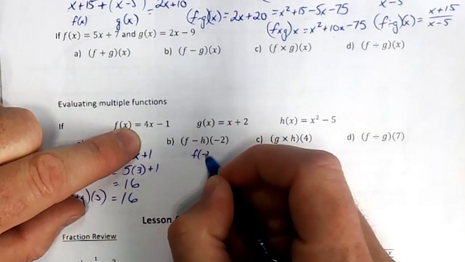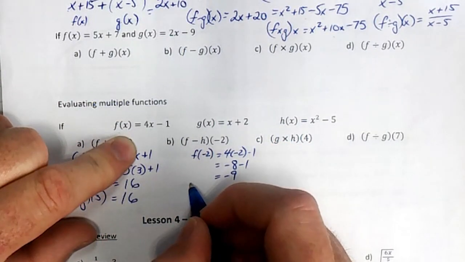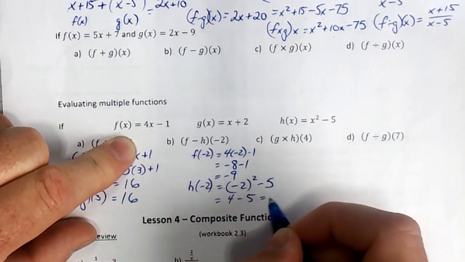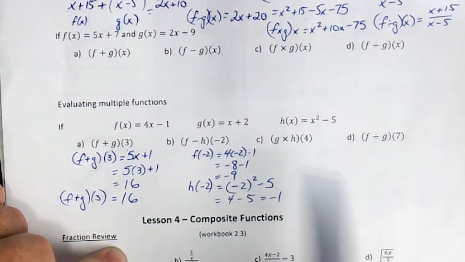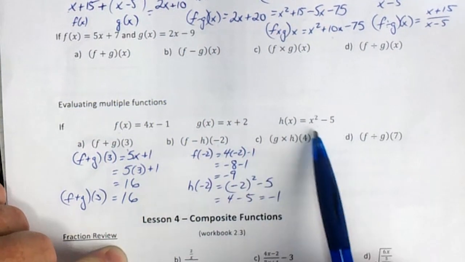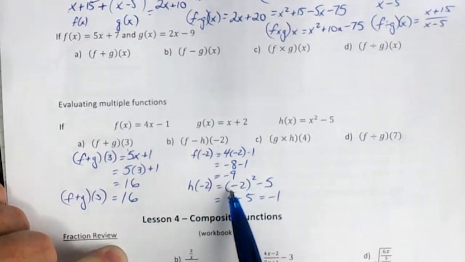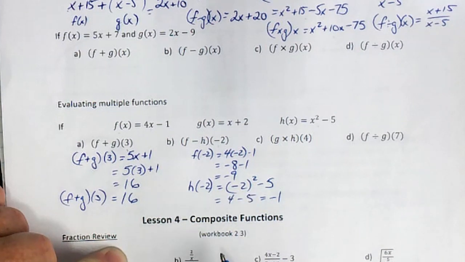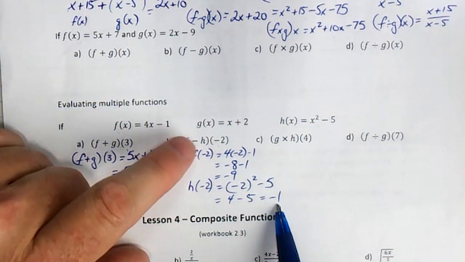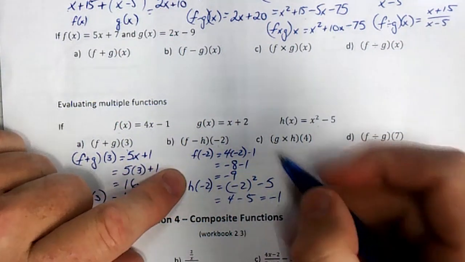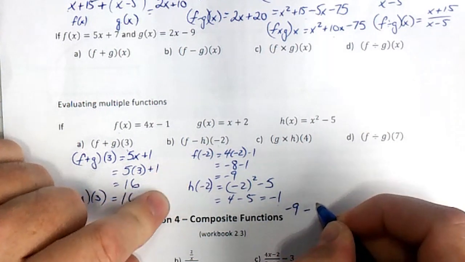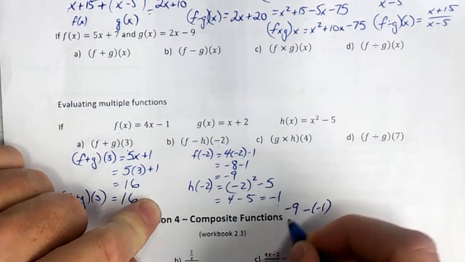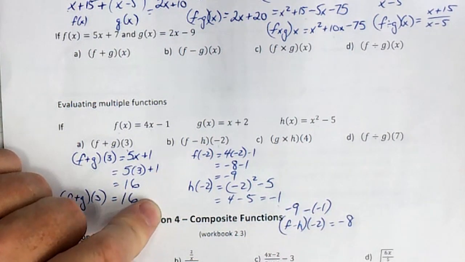Now, one thing to point out: anytime you take a negative into a squared, you've got to put that negative in brackets and square both the negative and the number. So in this case, a square will always come out positive. We get that. Now it's telling us to do f minus h, so I'm going to take minus 9 minus negative 1. And we get our answer.